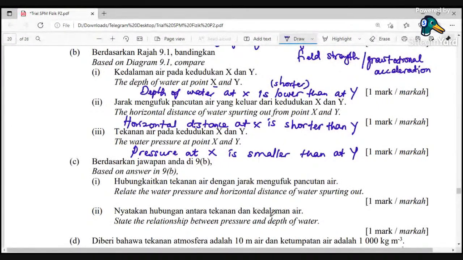Let's relate water pressure and horizontal distance. So I discussed about X first just now. So you can see horizontal distance shorter, pressure smaller. Okay, so we can write something like this. The smaller the pressure, the shorter the horizontal distance.